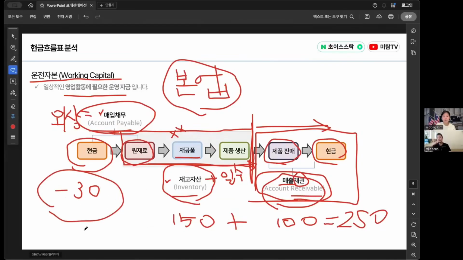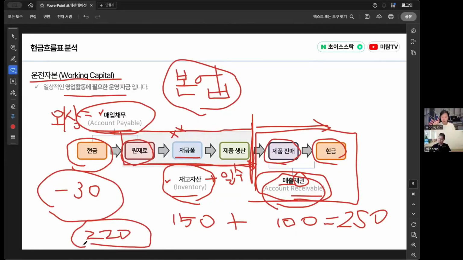So in total, this company has about 220 days of working capital turnover, which is also called the cash conversion cycle, and that's the indicator we're talking about here. The cash conversion cycle, also known as the number of days cash is turned over, refers to this.